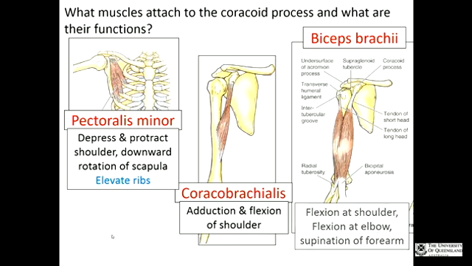Biceps brachii flexes at the shoulder, not particularly well, and more importantly, I suppose, flexes at the elbow and supinates the forearm. So if you have a 90-degree flexion at the elbow joint, and you have a pronated hand position, forearm position, as you go into supination and you feel your biceps, you can feel it bulging up as it contracts.